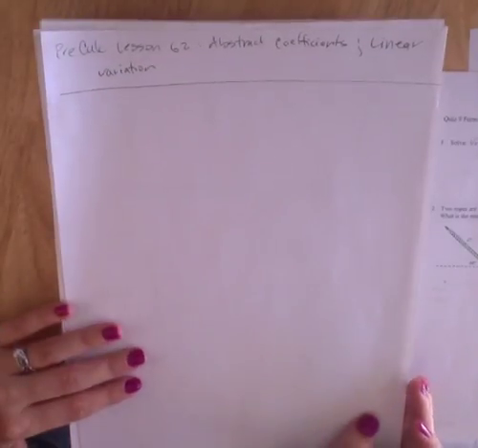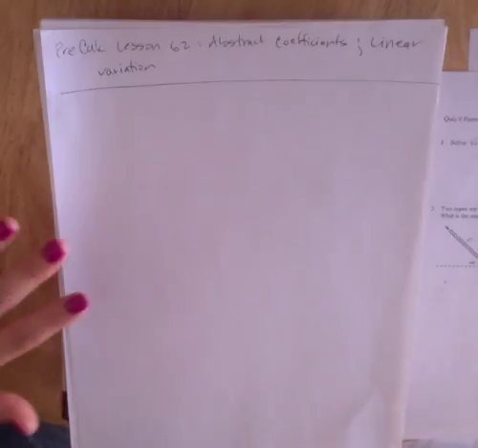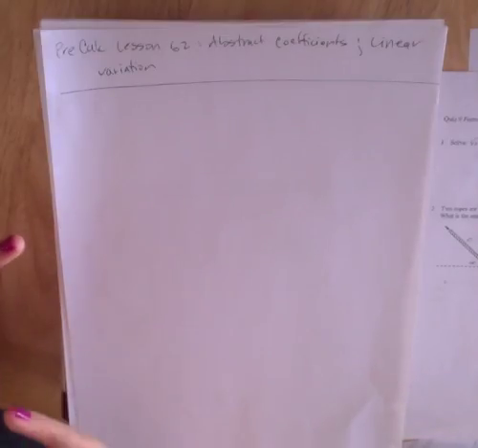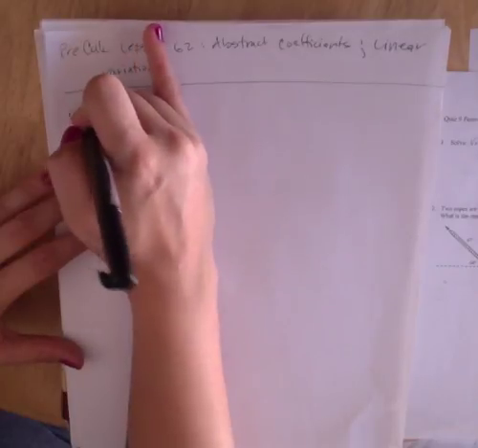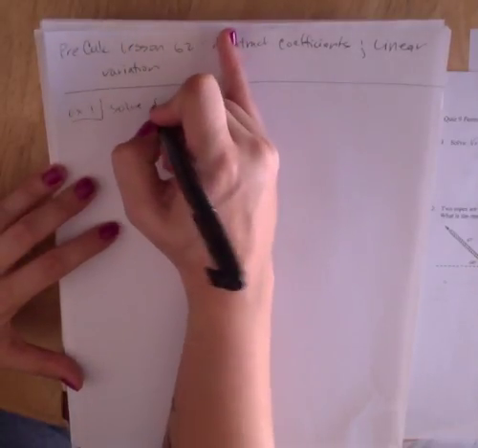Hello everyone, this is Pre-Calc Lesson 62, Abstract Coefficients and Linear Variation. So abstract coefficients are exactly as they sound. They are coefficients that are not numbers, they are letters. So we will start having equations like this.